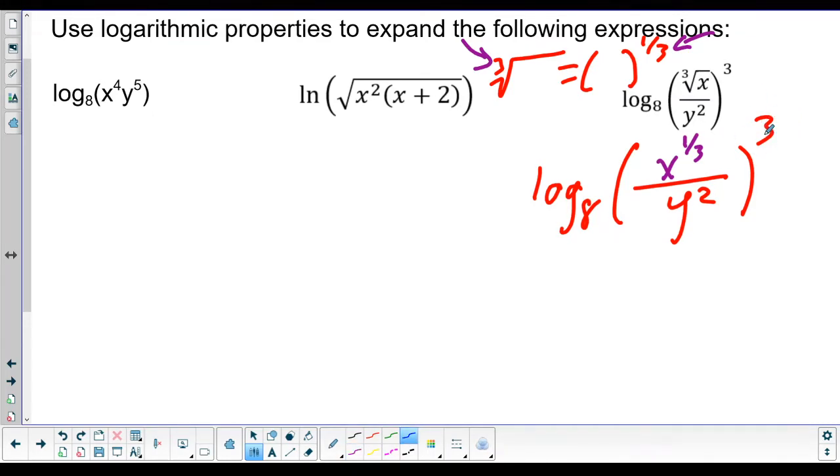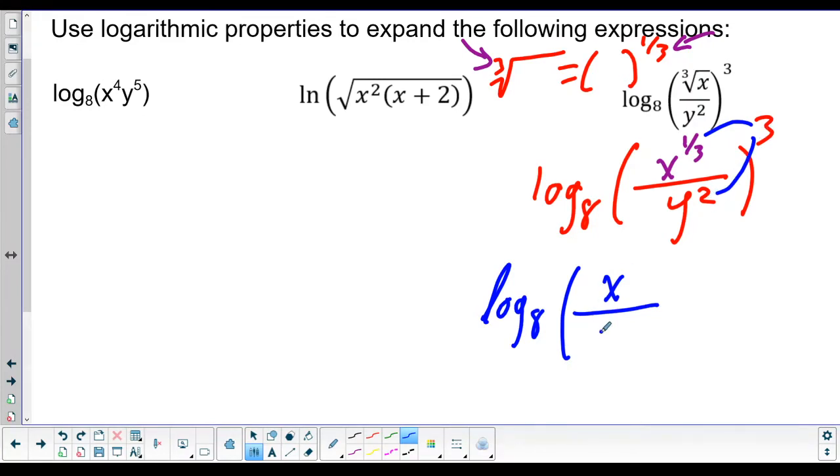We could go ahead and distribute this 3 to the exponents here. Let's do it that way on this one, just so you could see what happens, because we took this 3 all the way out in front on this problem. So let's do it a different way on this one. Let's go ahead and distribute our 3 to all of our exponents. So we have log base 8 of 1/3 times 3 is 1, so that's nice. We have x to the first power on top, and then 3 times 2 on the bottom is going to be 6, like that. Cool.